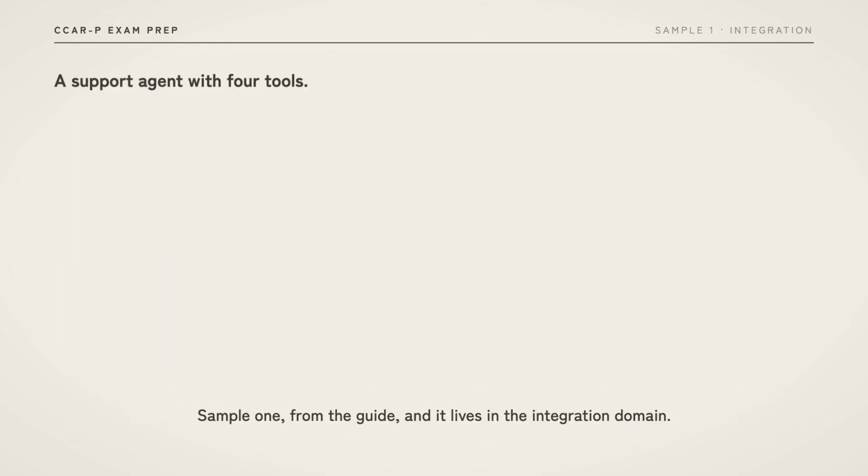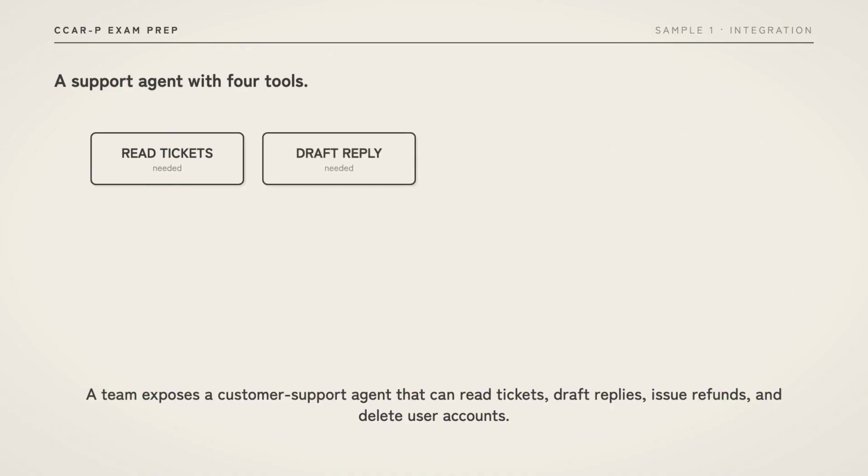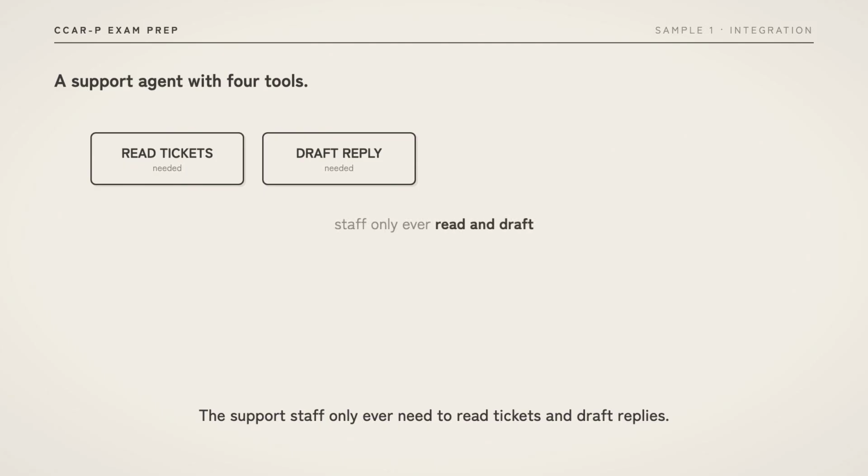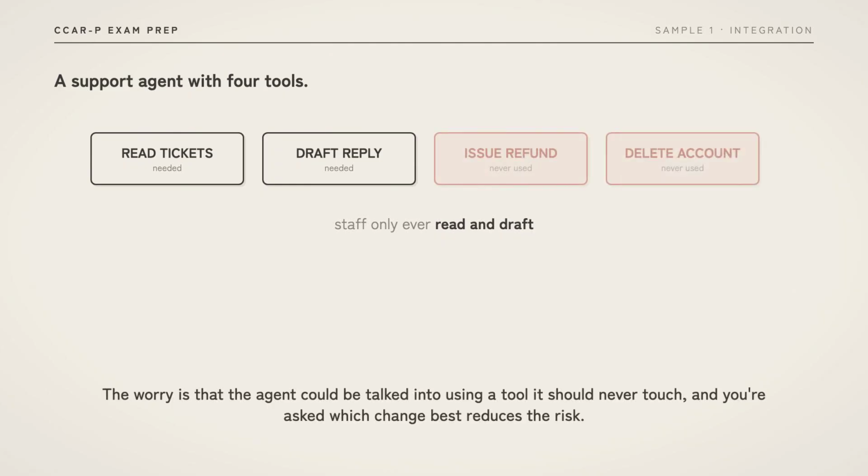Sample 1 from the guide, and it lives in the integration domain. A team exposes a customer support agent that can read tickets, draft replies, issue refunds, and delete user accounts. The support staff only ever need to read tickets and draft replies. The worry is that the agent could be talked into using a tool it should never touch, and you are asked which change best reduces the risk.